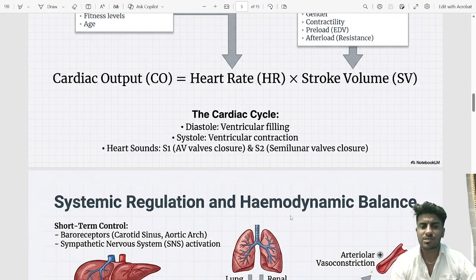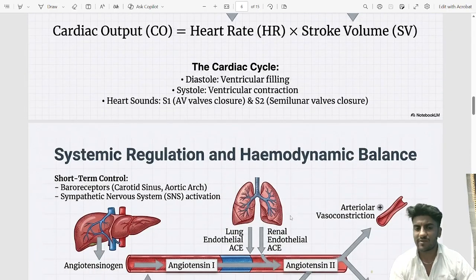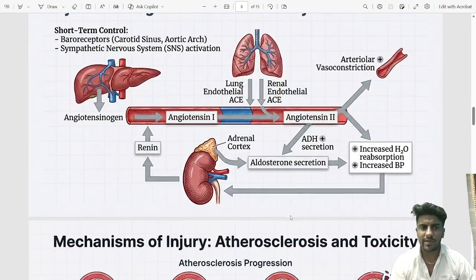The cardiac cycle consists of atrial systole, that is the atrial contraction, ventricular systole, which is a ventricular contraction, and joint diastole, which is a ventricular filling. Okay, that's called joint diastole.